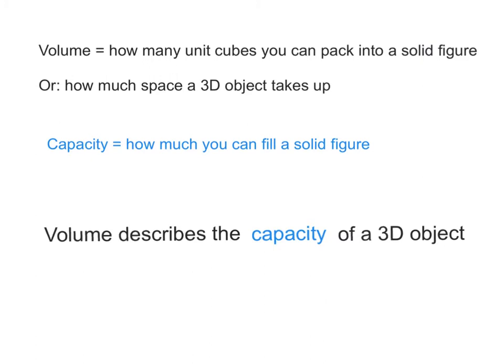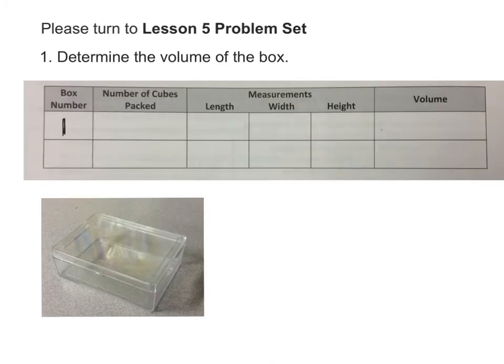So the capacity of this syringe, for instance, is 50 milliliters, because the most amount of water I could put into here, if I pull it all the way to the end, is 50 milliliters. Does that make sense? So volume, because it describes how much space something takes up, also describes how much you can fill into it. So another word for volume you might hear is capacity. We know that we can fill a box with unit cubes to find out what the volume is. So let's go ahead and try that.